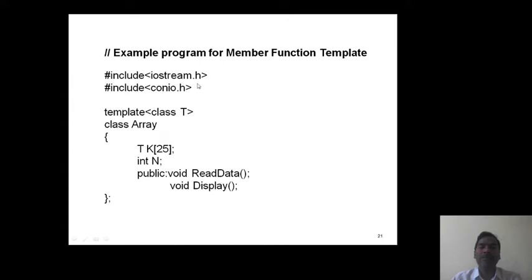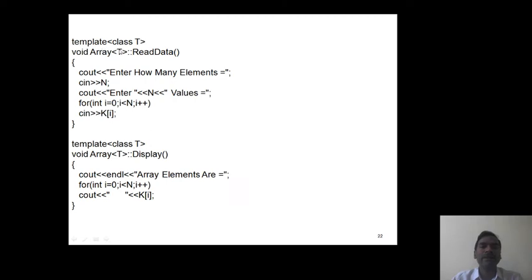Header files iostream.h, conio.h. template <class T>. Now class array, open brace, T a[25], int n. Now public colon, void readData, void display, and the curly brace ends with a semicolon. Now we are defining these two functions outside the class template. The format: template <class T>, void array<T>::readData.